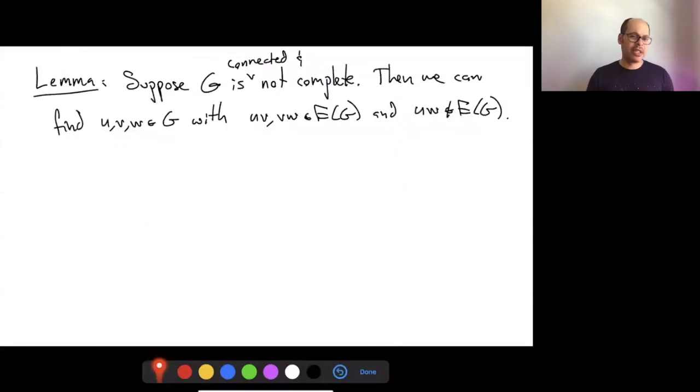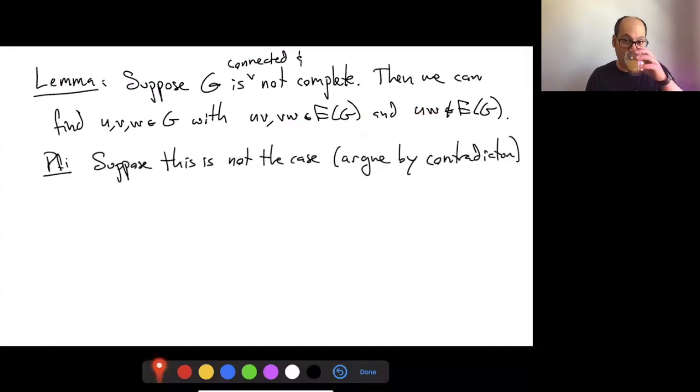Well, part of it isn't too bad. It goes into the following lemma. If you have a connected graph which is not complete, then you can always find three vertices with this property, with the first two connected, the second two connected, but the first and the last one not connected. So let's just see this real quick.